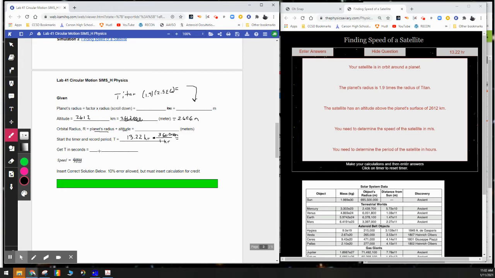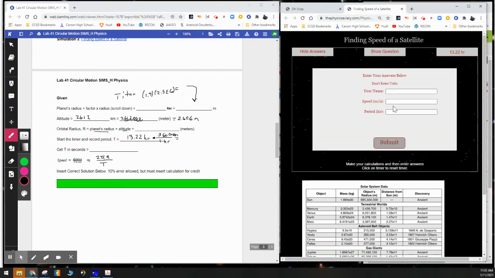We want to get T in seconds by doing that, and then simply speed is equal to distance divided by time. So what is the distance? It's the circumference, which is 2 pi r, divided by the period. Just do that calculation here, and that'll be the speed. If we go to enter answers, it's going to be your name, the speed, and make sure we have the period in hours. All right, we'll get ready to do simulation number 4.